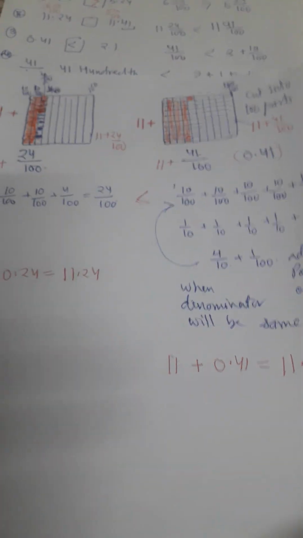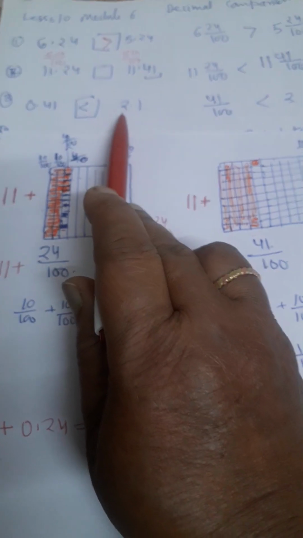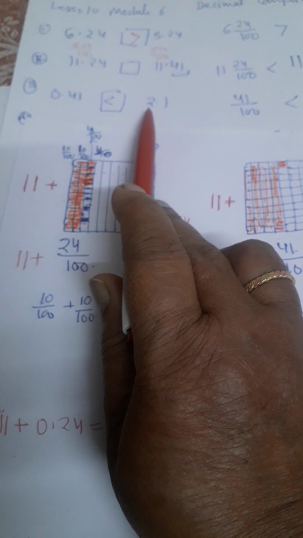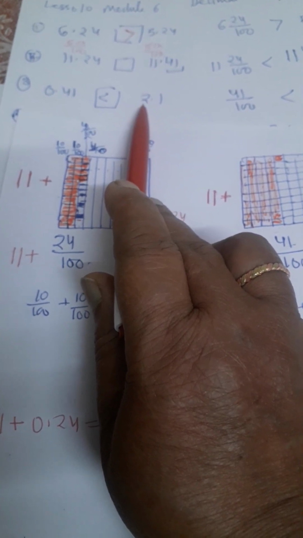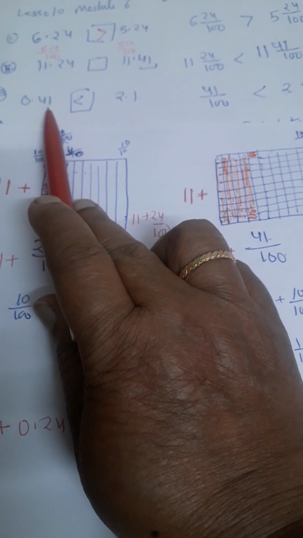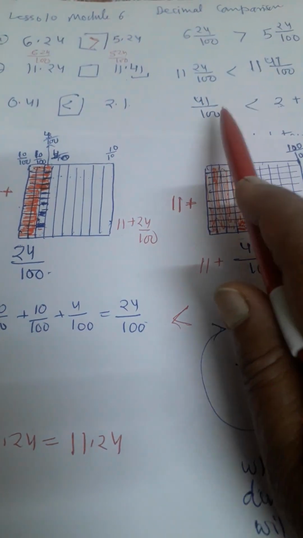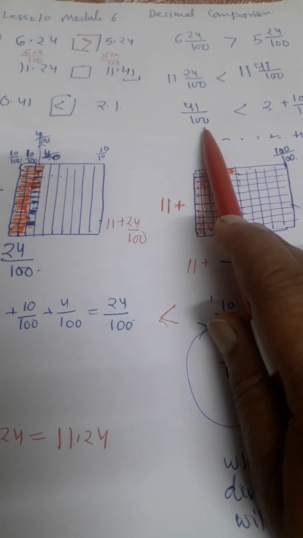Now we'll go for another one in a similar way. Here, is 0.41 greater or 2.1 greater? It is 2 wholes, so of course it will be greater than 0.41, because 0.41 is very less. It is 41 upon 100, and 2 wholes will become 200.